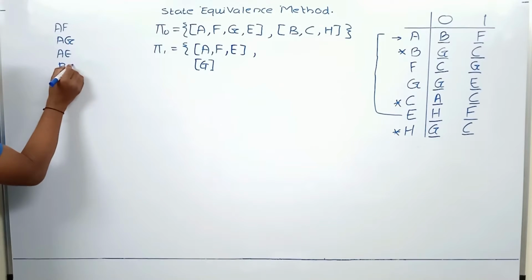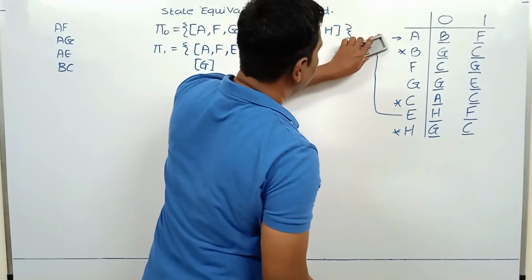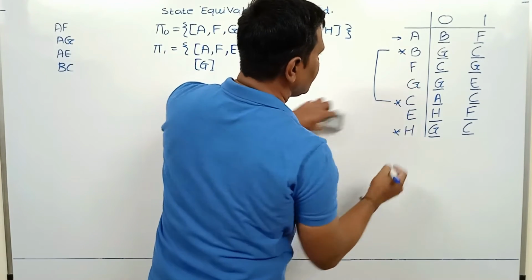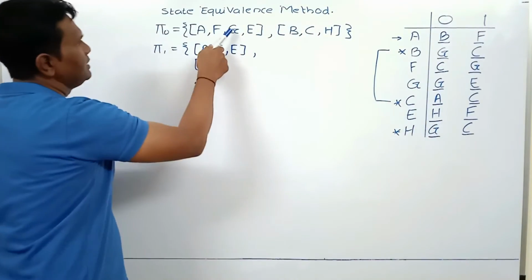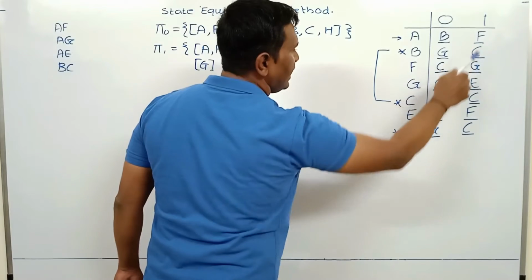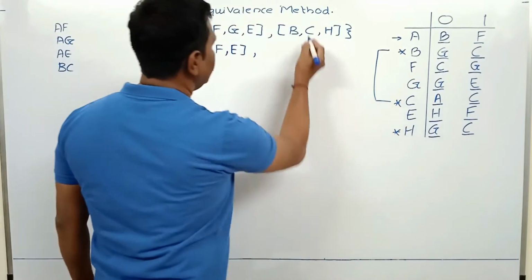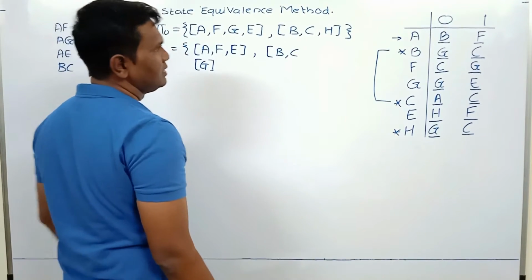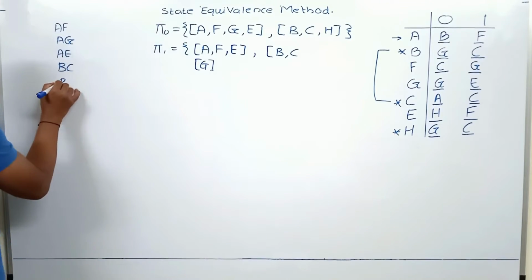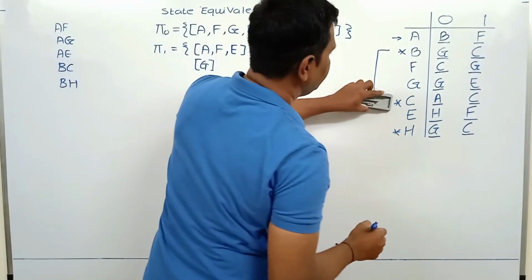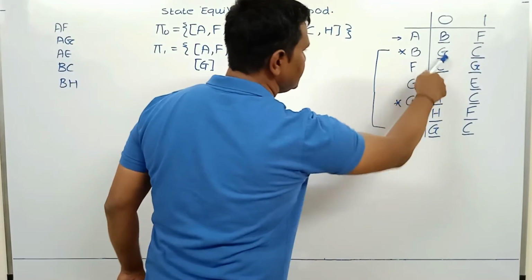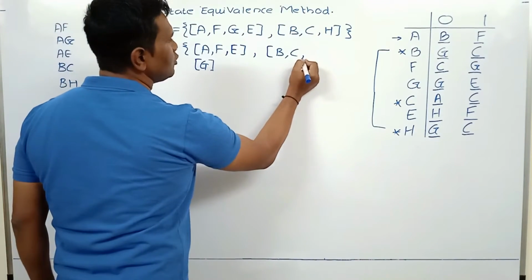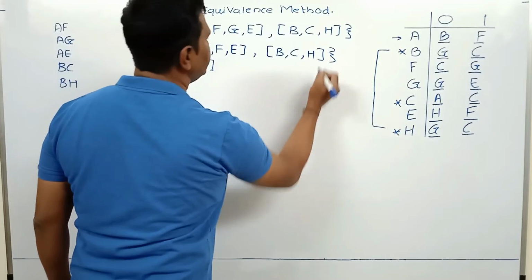Let's start with B and C. G and A are in the same group. C and C are in the same group. So B and C are one equivalent. Now let's check B and H. G and G, same state, must be in the same group. C and C, same state, must be in the same group. So B and H are one equivalent.